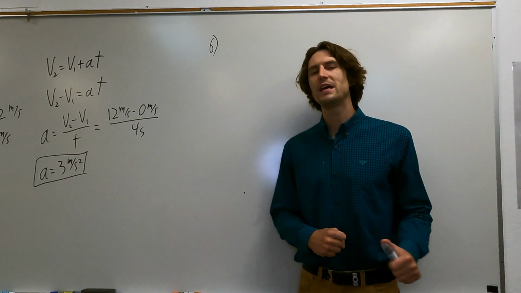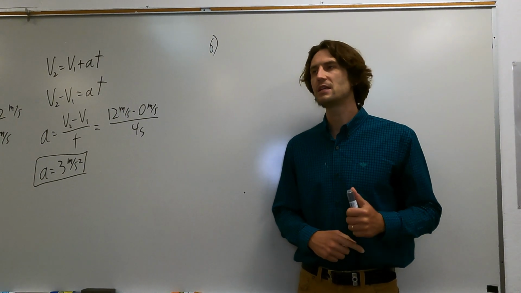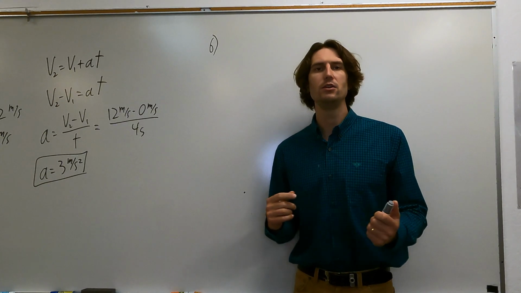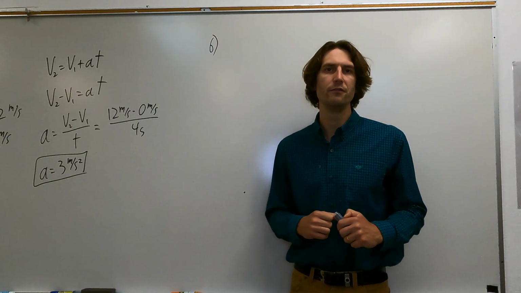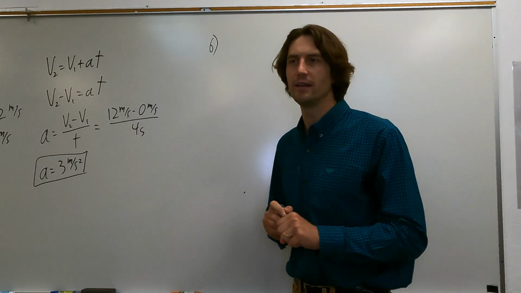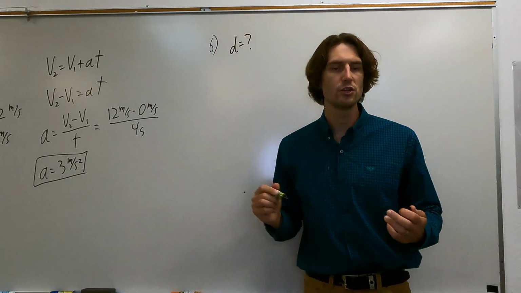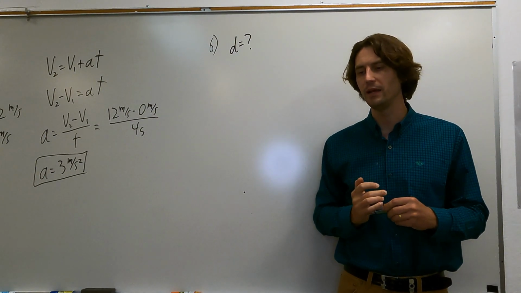Moving on to part B, which is how far does the student travel in this time? So I am not going to do step 1 of showing my work again. You don't need to. We've already defined the known and the unknown variables, and you don't need to do that again and again. I will, however, write D equals question mark. That's what we're looking for in part B.